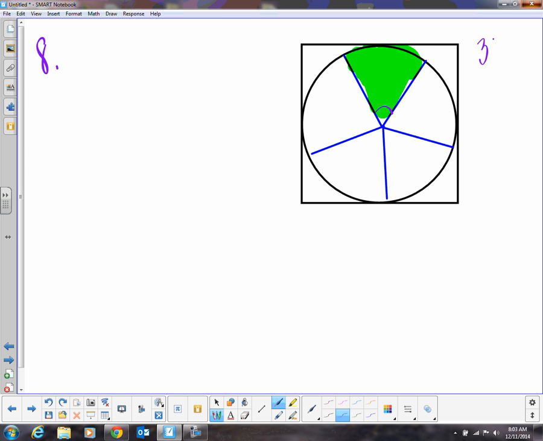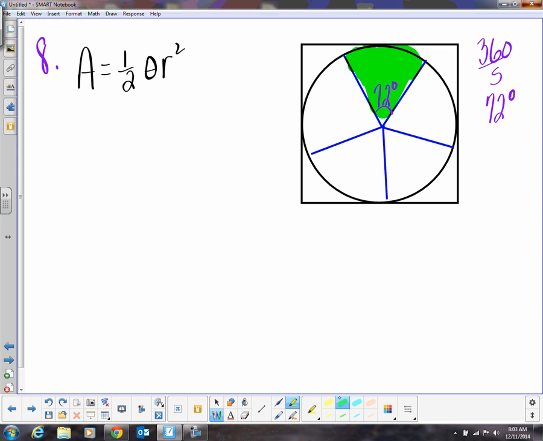360 divided by 5 is 72 degrees. How do we find the area of a sector? What's the formula we need? A equals... All right. So this is one of those formulas that you want to put on the study guide that you want to study. I can't tell you how many of these problems there were that involved this formula.